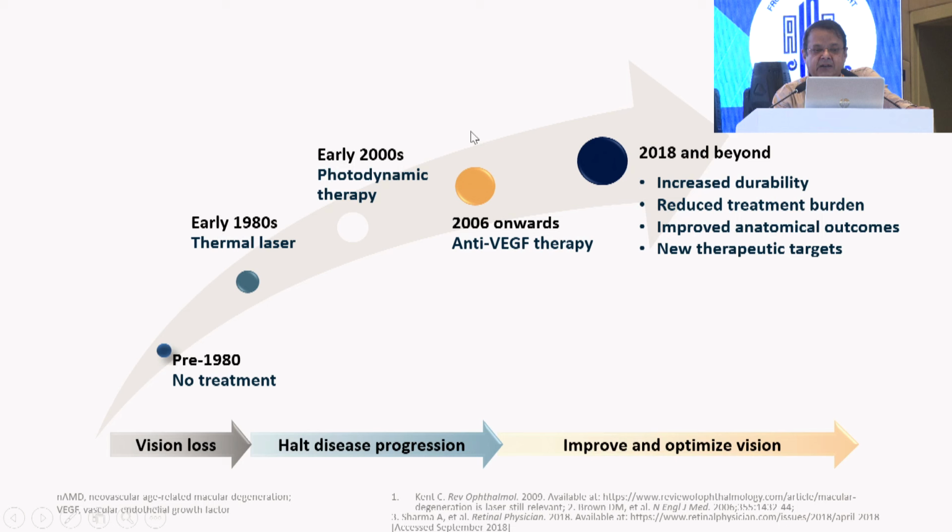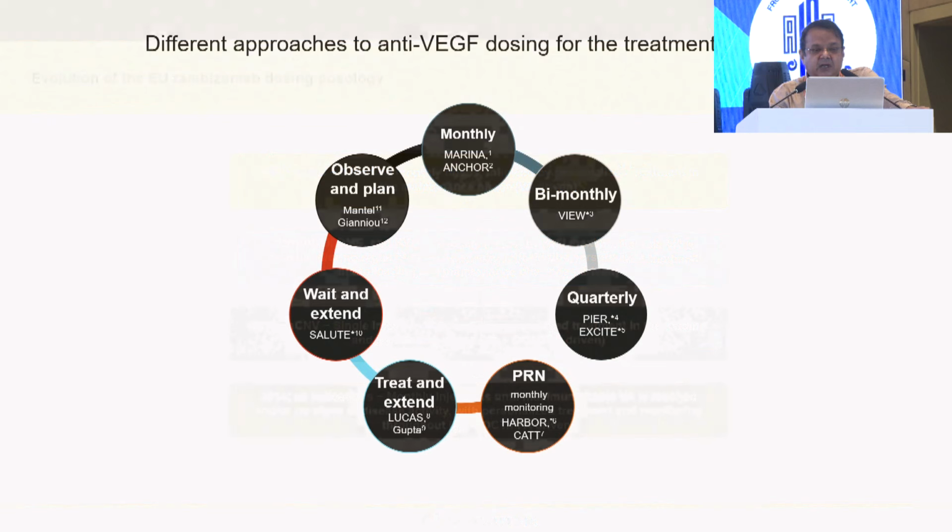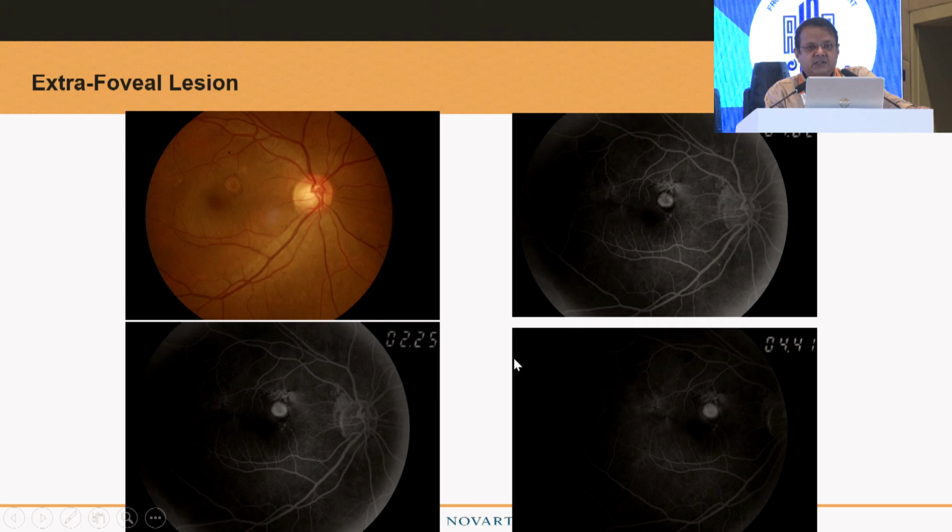And now we are talking about increased durability, reduced treatment burden and improved anatomical outcomes. Looking at the different approaches, we started with a monthly regime, and then we have observe and plan, wait and extend, treat and extend, and PRN, and we'll discuss how we go ahead with each regime. It's important that before going for treatment, you should always recognize an extrafoveal lesion.